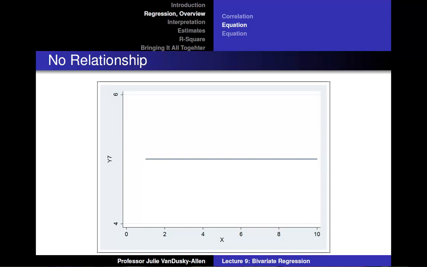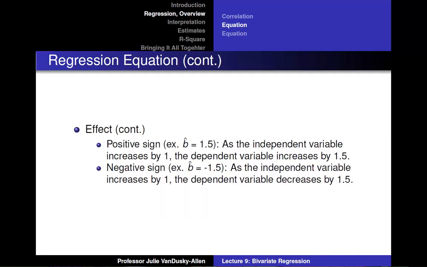If the coefficient is not statistically different from 0, then there is no evidence that the independent variable has an effect on the dependent variable. As the independent variable increases, the dependent variable stays the same. Last, the coefficient also tells us the specific effect that the independent variable has on the dependent variable. For example, if b hat equals positive 1.5, as the independent variable increases by 1, the dependent variable increases by 1.5. If, on the other hand, b hat equals negative 1.5, as the independent variable increases by 1, the dependent variable decreases by 1.5.